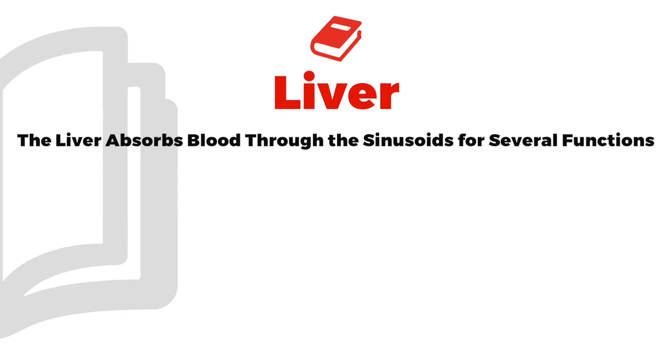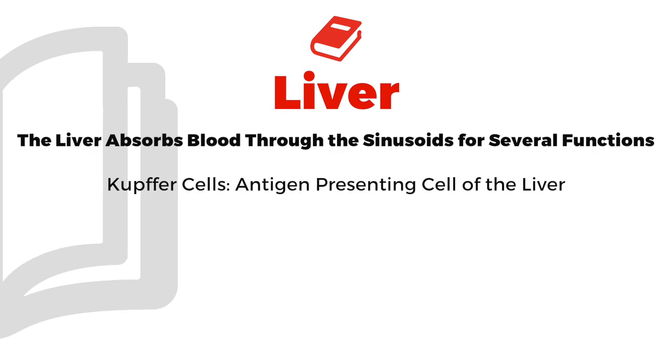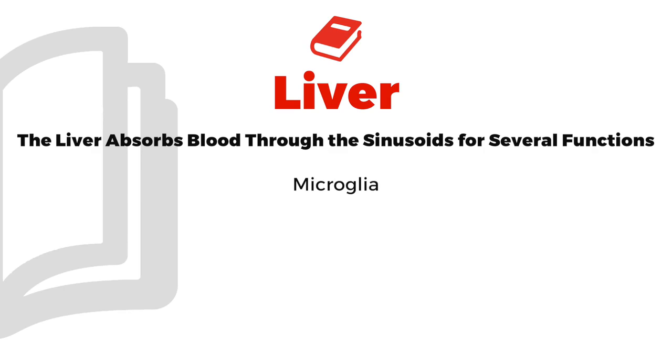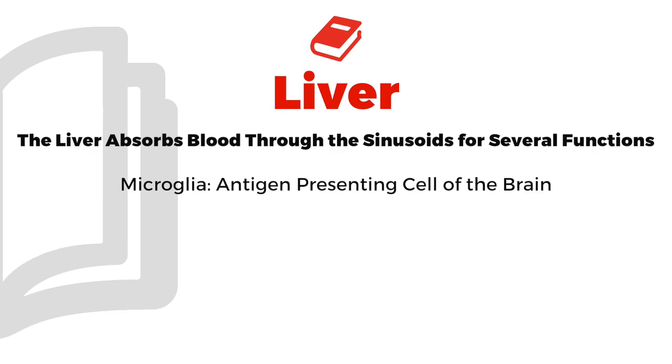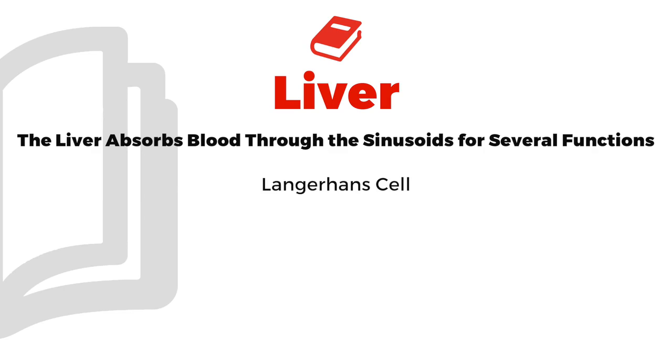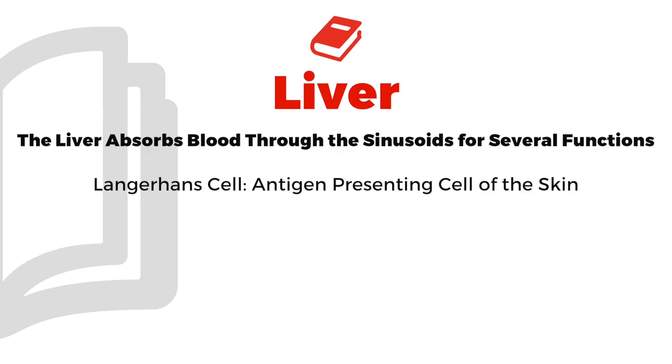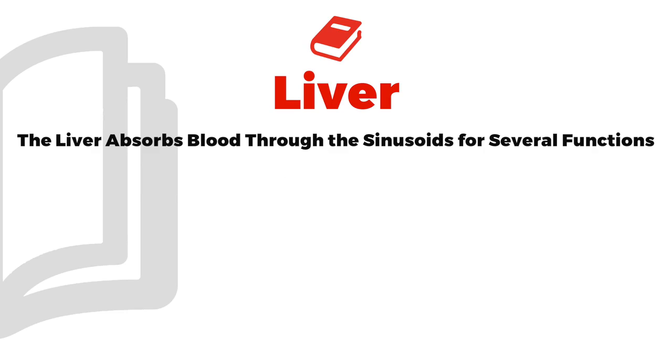As you get into that, there's a heading that says the liver absorbs blood through the sinusoids for several functions. Okay, and right above that, by the way, you see Kupffer cells. You might remember Kupffer cells. As soon as you see that, you're thinking what? Antigen presenting cell of the liver. Boom. If I say microglial, what are you thinking? Right? Antigen presenting cell of the brain. If I say Langerhans cell, you're saying antigen presenting cell of the skin, right? Good. Okay, those are the key things we want to make sure we have and we know really well.